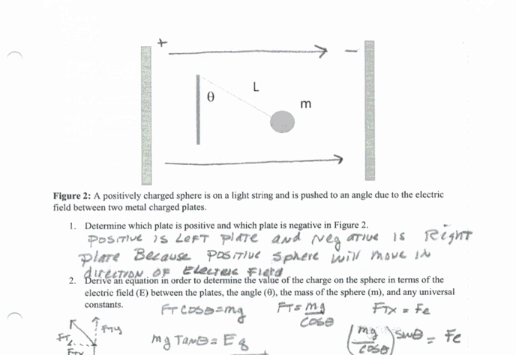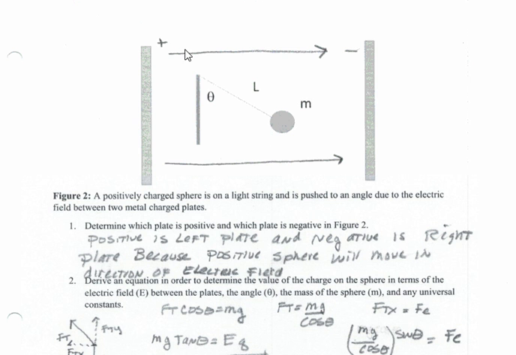Alright, the next question, figure 2. A positively charged sphere is on a light string, which means you don't have to worry about the mass of it, and is pushed to an angle theta due to the electric field between the plates. Okay, let's determine which plate is positive, which is negative. So this is a positively charged sphere. It's being pushed this way, therefore the plus charge has to be here and the minus charge is here.